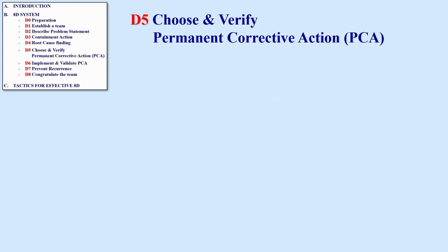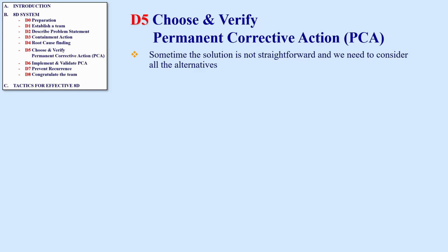Before we end the D5 section, allow me to introduce you to a table format for solution selection. There are times when the solution is not straightforward, and not only a single corrective action is available. We are forced to consider all the alternatives, and choose the most appropriate one that makes business sense.